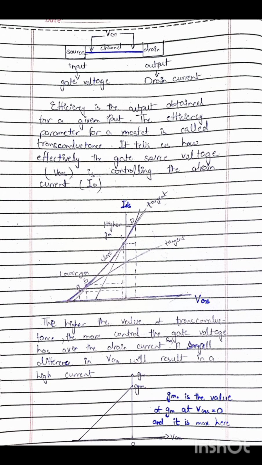This curve illustrates how the drain current changes concerning the gate source voltage, providing insights into the device's behavior and amplification capability. In the curve, as the gate source voltage, VGS, approaches zero, the drain current increases more rapidly, indicating the effectiveness of the gate voltage in controlling the current flow between the drain and source terminal.